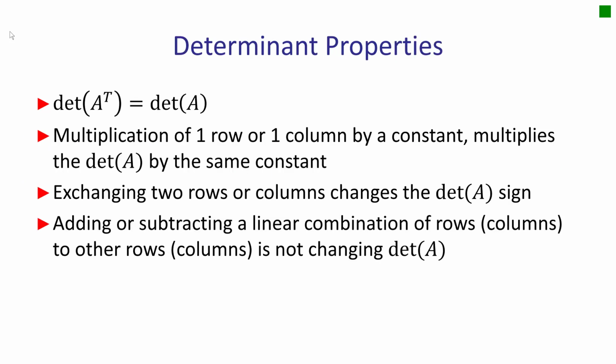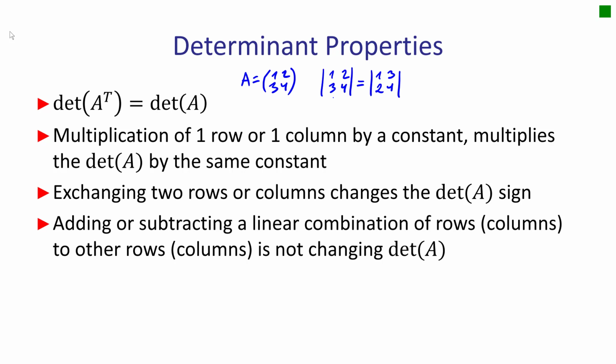We have a few very important properties of determinants. The first property is that determinant of A transpose equals determinant of A itself. Let's see some simple example. Let's say you have matrix A, which is 1, 2, 3, 4. So the determinant of 1, 2, 3, 4 equals the transposed version of the same thing, which is 1, 3, 2, 4.